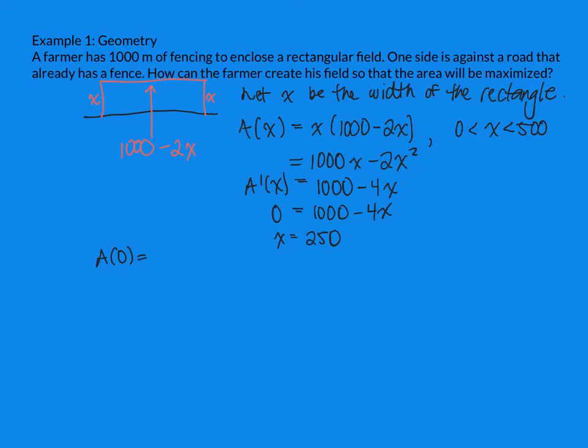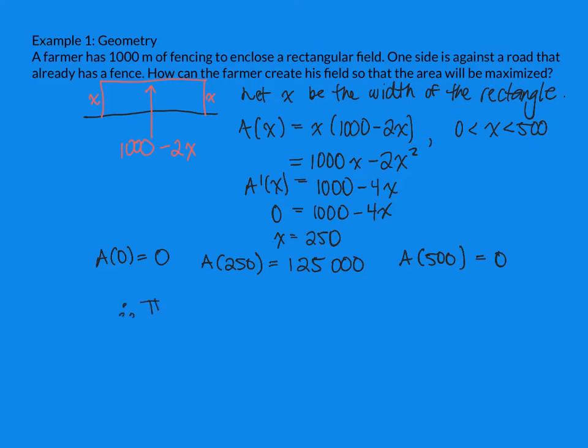So we check for 0, because that's one of our endpoints, and that area will be 0. We check for what we think is an extrema, and plug that in. And we get this, clearly larger than 0. And of course, we're going to test the other endpoint as well. And that one also turns out to be 0.